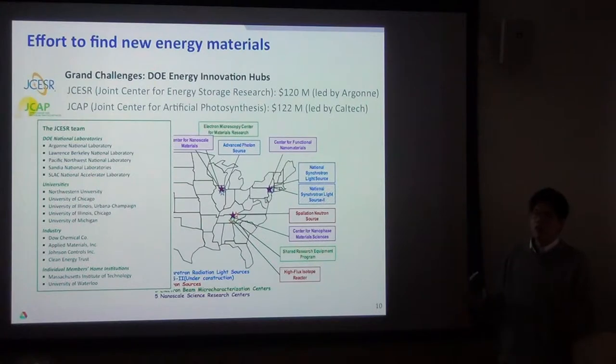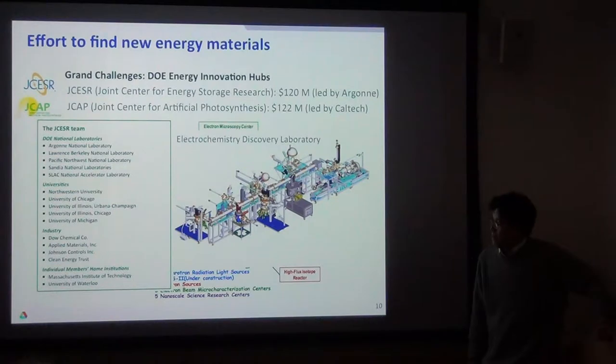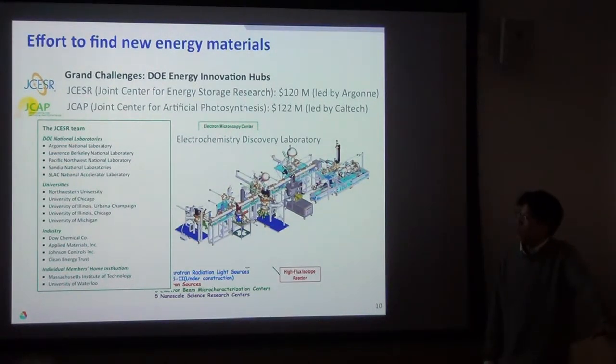With a lot of resources and funding, they want to find new material for energy application. Especially JCESR wants to attack the battery problem, and JCAP wants to look for energy conversion systems, for example, photosynthesis. I also participate in JCESR, the Electrochemistry Discovery Lab. My job is to build up in situ clustering, combining sputtering, oxide MBE, and XRD at the same time, and with X-ray photoemission.